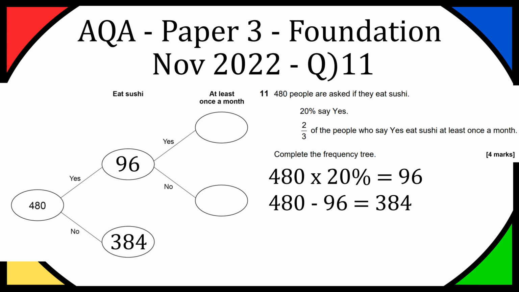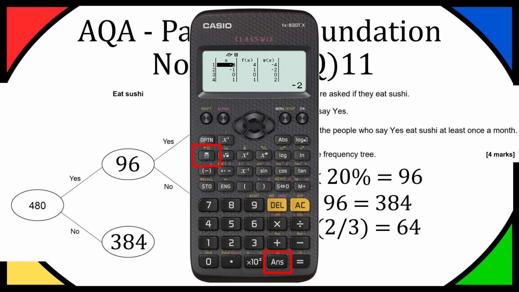Now the next part says that 2/3 of the people who say yes eat sushi at least once a month. So we have 96 people, 2/3 of them eat sushi at least once a month. So let's work out how many people said yes to that. We just take 96 times 2/3, and that's going to be equal to 64. And if you don't know how to put that into your calculator, you can see this little fraction button on the left here, or you can do 2 divided by 3, and then that's going to be equal to your answer. And then you can do answer times 96. Either one of those methods should work.